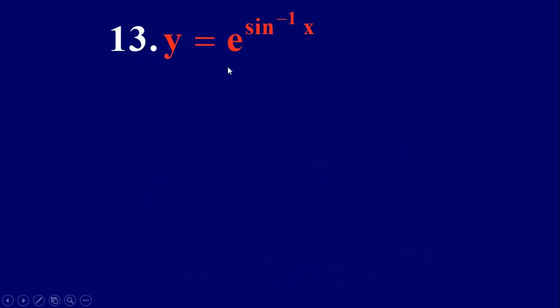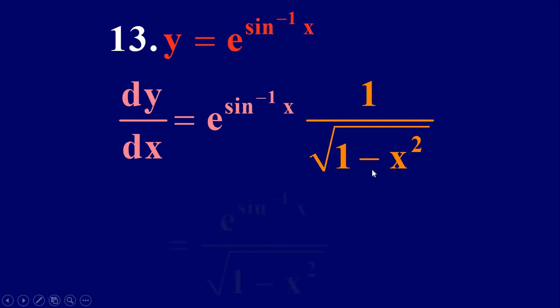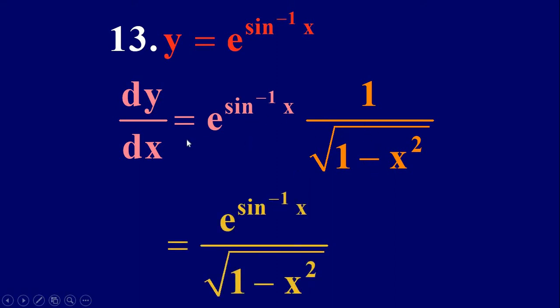So next one, y equal to e to the power sin inverse x. It is of the form e power x. And e power x differentiation is e power x only. So dy by dx is e power sin inverse x only, but again it is not x. In place of x we have sin inverse x. Again you have to differentiate sin inverse x. Sin inverse x differentiation is 1 by root of 1 minus x square. So answer is e to the power sin inverse x whole divided by root of 1 minus x square.